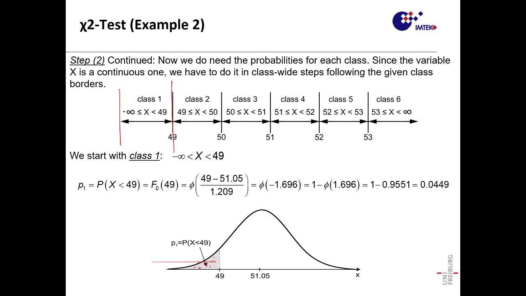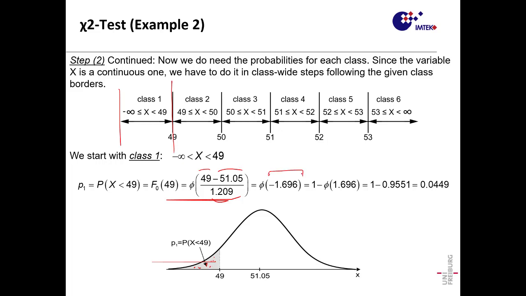Such that it's less than 49, right? From minus infinity to 49. So you have to place your 49 as a part, right? This is your mean and this is your standard deviation that we already have calculated. And then if you do the math, it gives you this value.